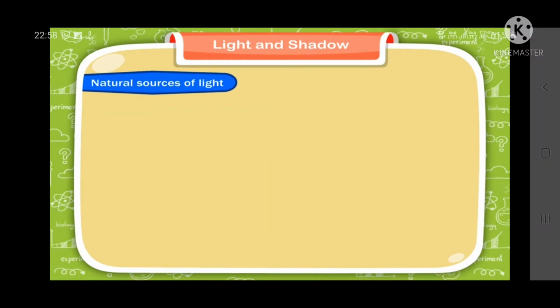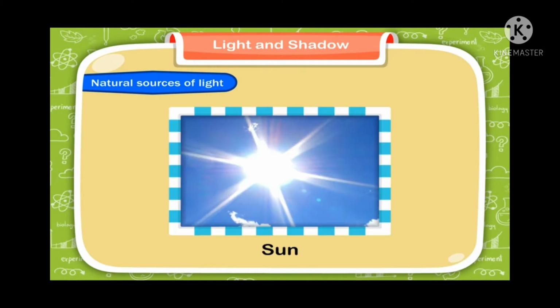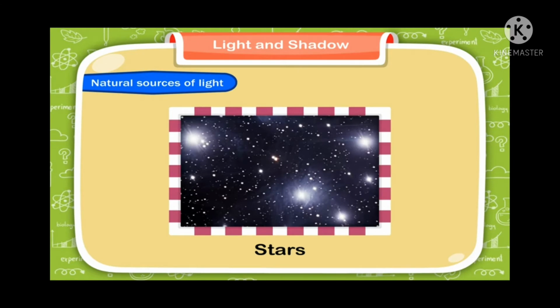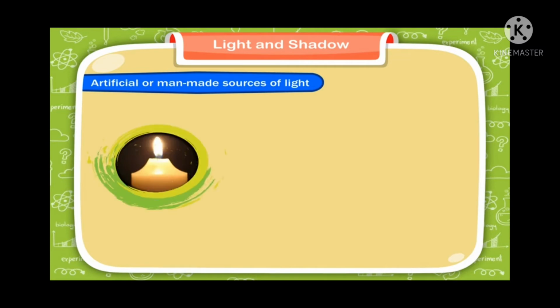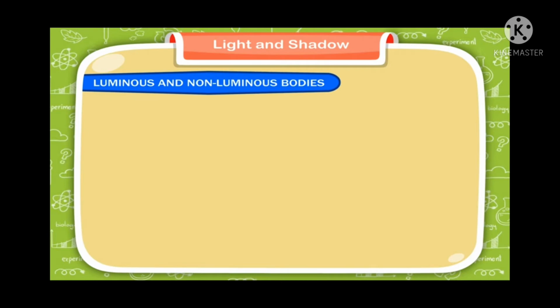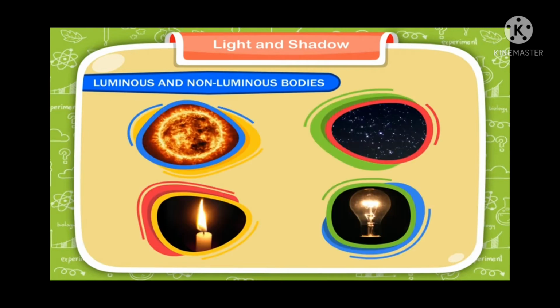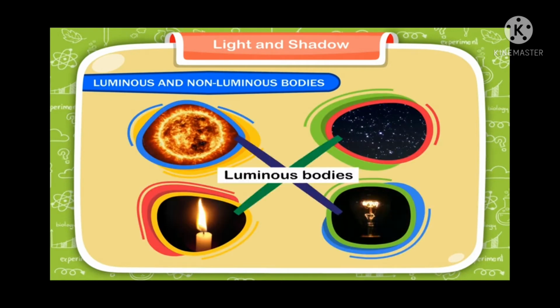Now, natural sources of light. The sun has an enormous amount of energy. It is the main natural source of light. Stars are also natural sources of light. Artificial or man-made sources of light: burning candle, oil lamp, tube light, etc. are the artificial sources of light. They enable us to see the objects during the night time.